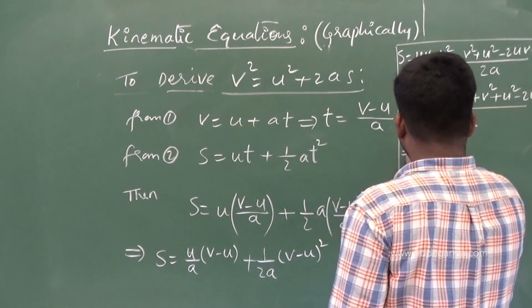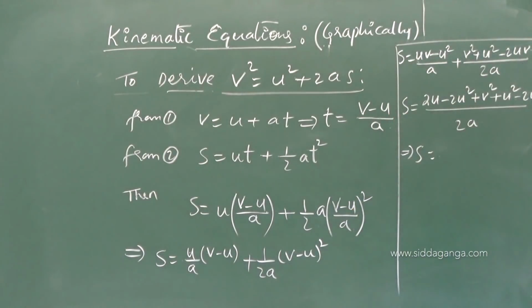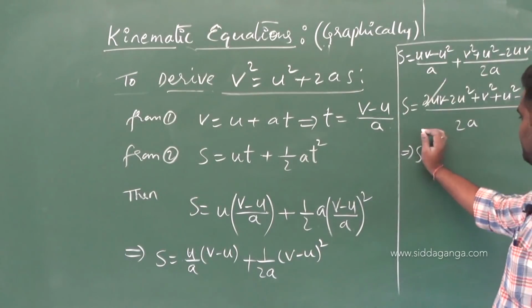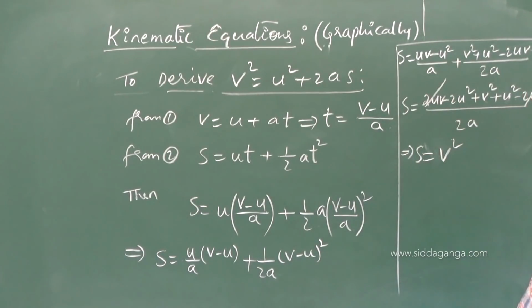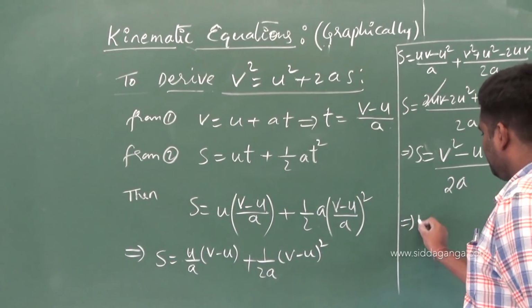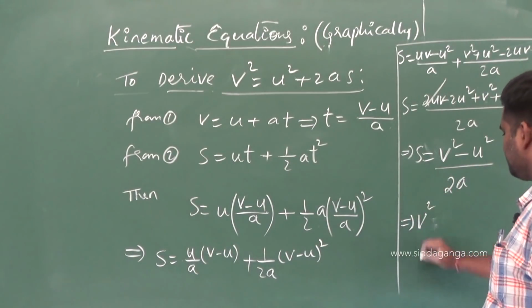This is what S is. Further simplification: plus 2UV minus 2UV, these two will get cancelled. And again, V square plus U square minus 2U square. Remaining terms, I will write: S equals V square remaining, plus U square minus 2U square gives minus U square, divided by 2A. Or V square minus U square equals what?